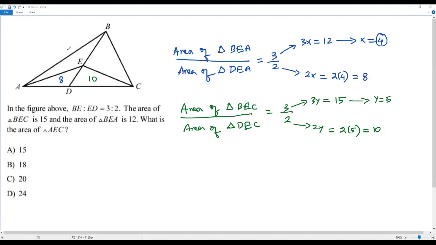Now my aim is to get the area of triangle AEC. Let me write the stuff over here. Area of triangle AEC. To get the area of triangle AEC, we have to add the area of triangle AED and the area of triangle DEC. That is 8 plus 10, which is equal to 18 square units. Therefore, the area of triangle AEC is 18 square units. We find this 18 in answer choice B. The correct answer choice for this question is B.